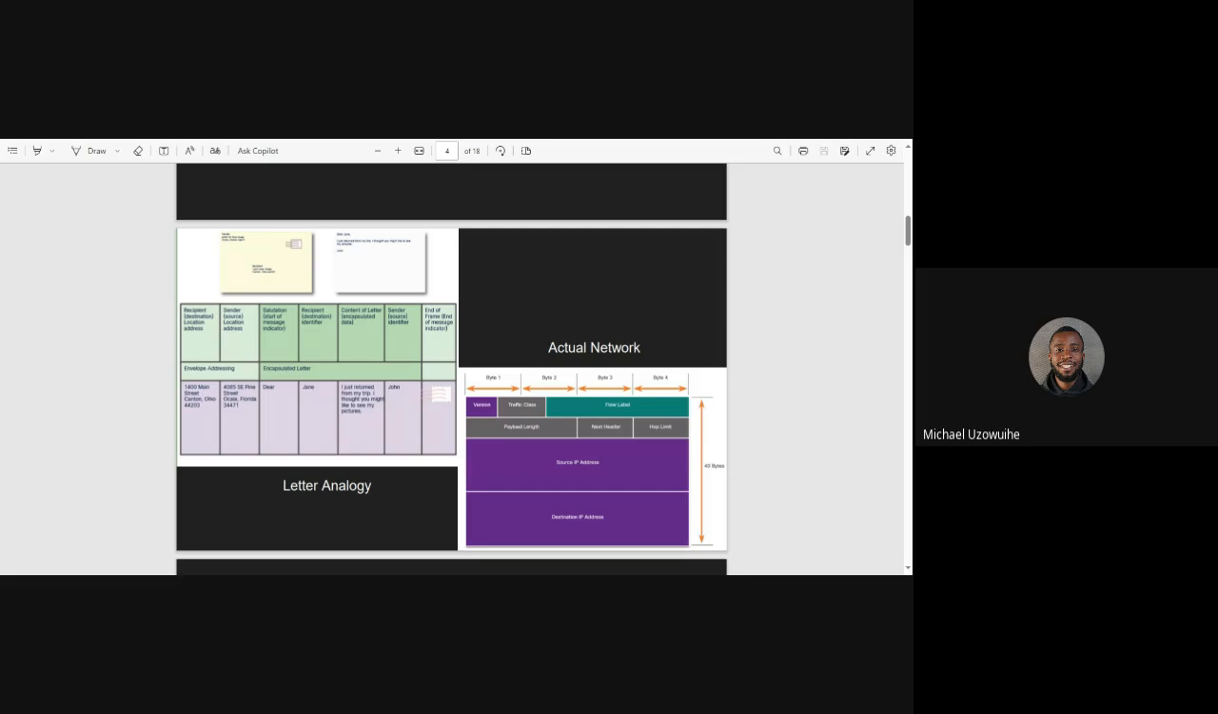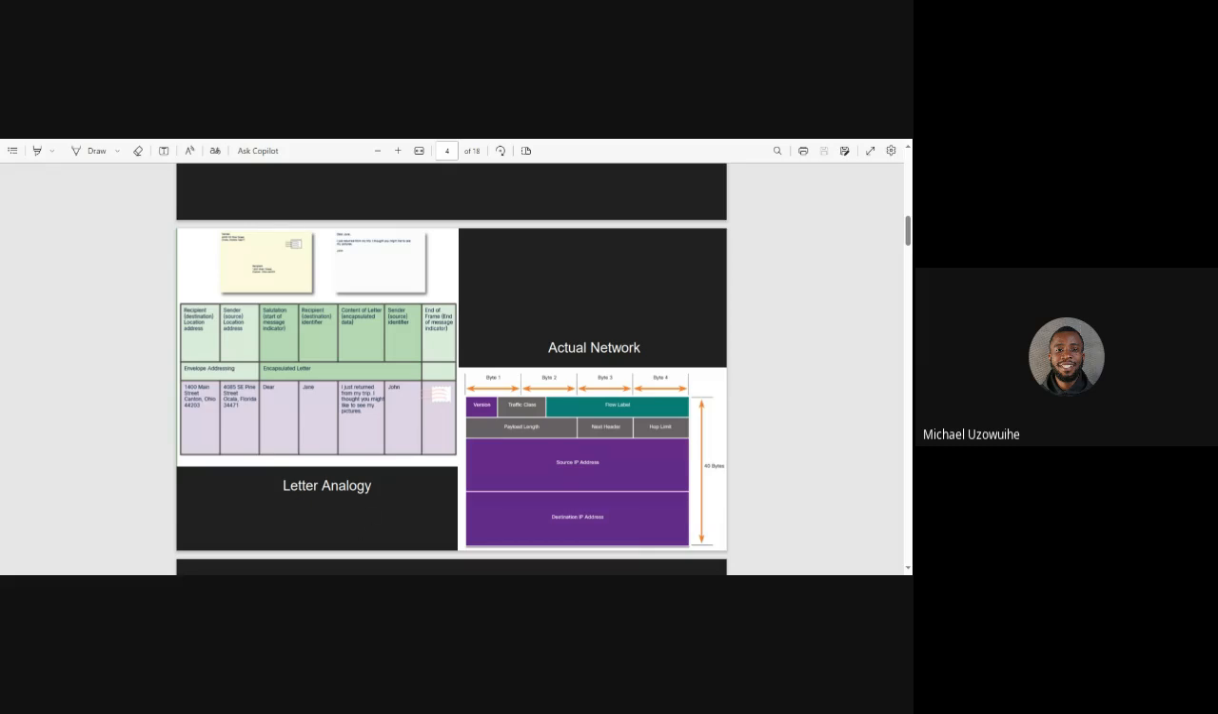The same way, when you come to an actual network, if you just write only the destination IP address, as I said, without writing the MAC address of a device, you probably won't be able to get to that device.